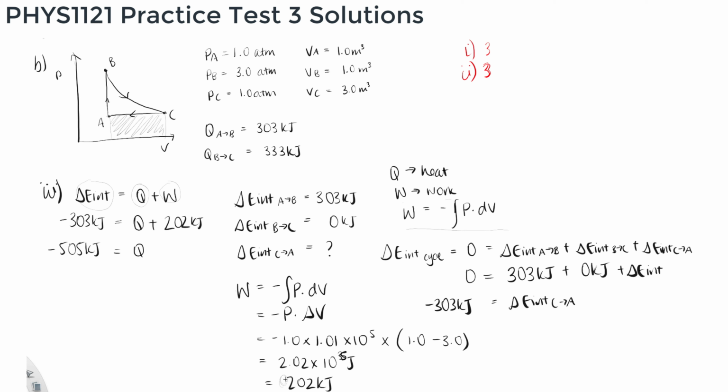In this question, if you correctly worked out what work is, you get a mark for that. If you correctly worked out what the change in internal energy is, being negative 303 kilojoules, you get a mark for that. And then if you get the correct answer with the correct sign, you get 2 marks for that. So part III is worth 4 marks.